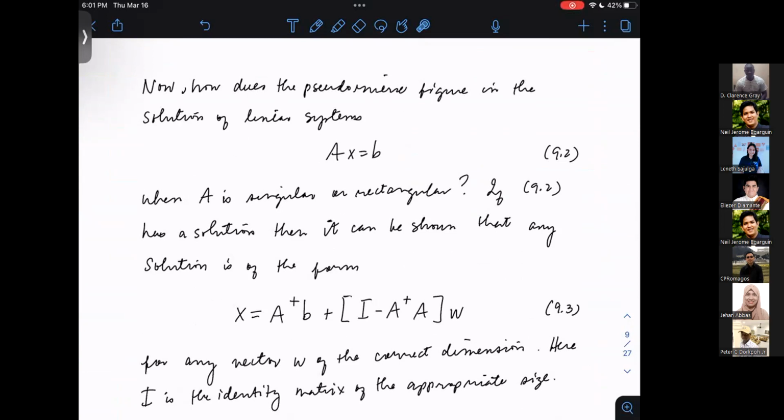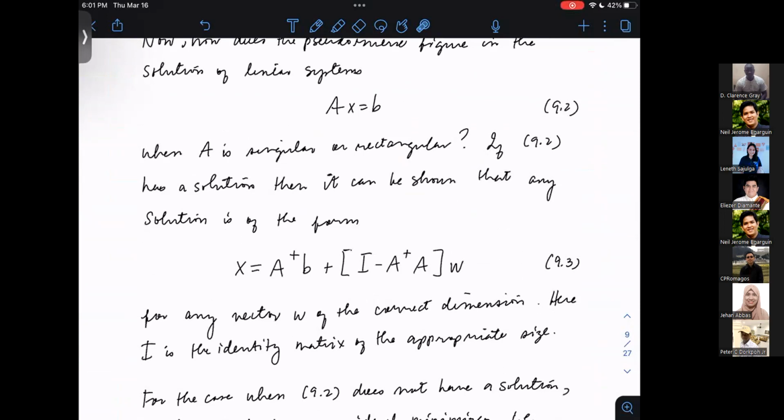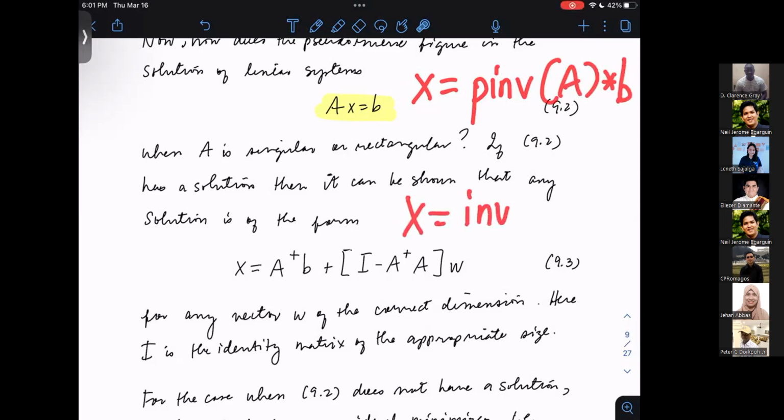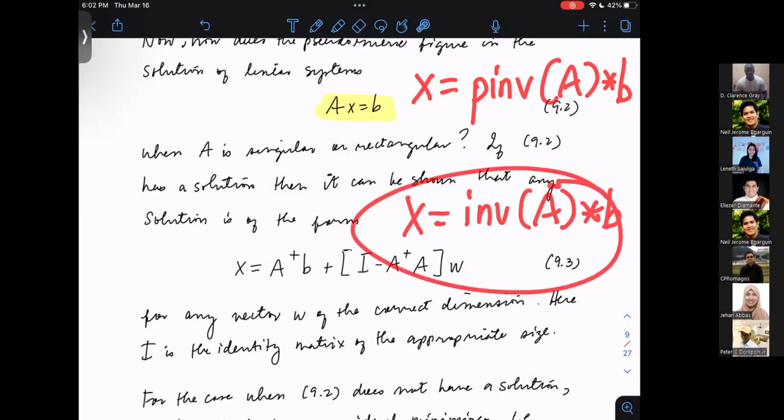Right. Now, how does the pseudo inverse help us in solving linear systems, especially rectangular or singular ones? Even if you have an invertible matrix A, it is often the case that using the pseudo inverse is much more computationally cheap than computing the actual inverse of the matrix A. That's why, for instance, if you're using MATLAB, it is much preferred that if you're solving the system AX equals B, you write X equals pinv of A times B, instead of X equals inverse of A times B, even if the matrix A is invertible, because matrix inversion is much more expensive than computing the pseudo inverse.